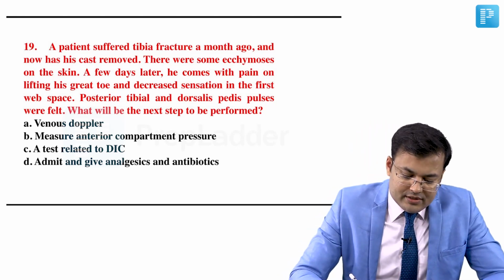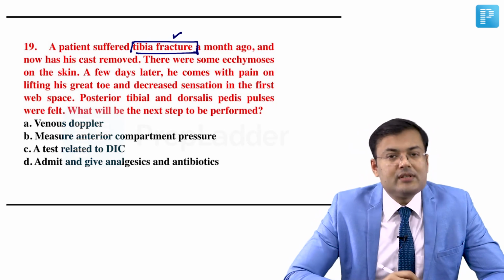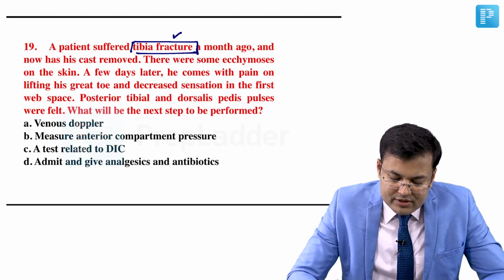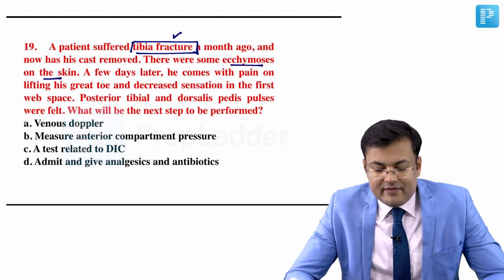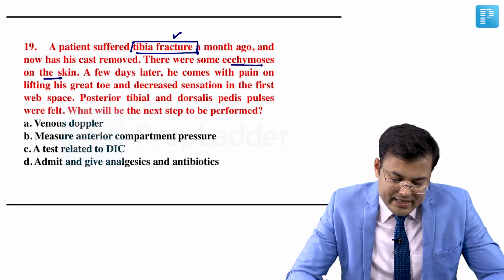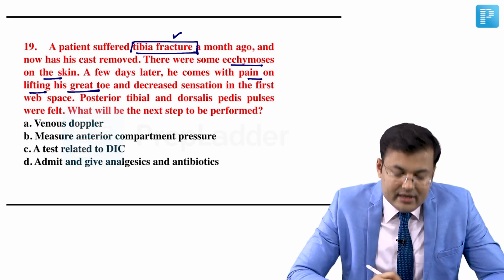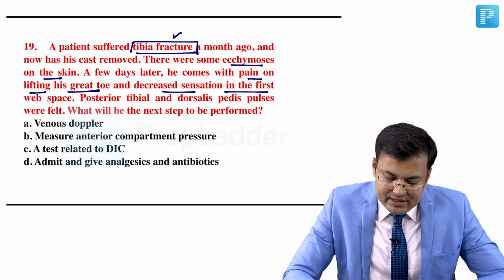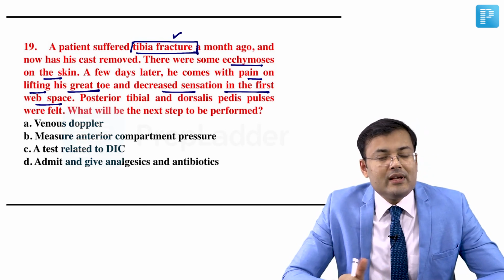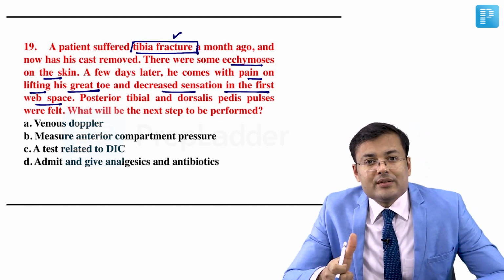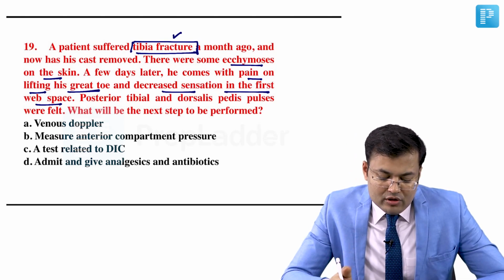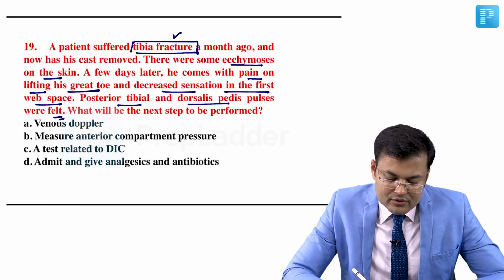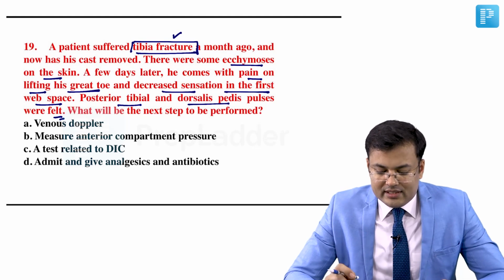A patient suffered a tibia fracture. So first there was a fracture a month ago. Now his cast was removed. There was some ecchymosis on the skin. Five days later he came with pain on lifting his great toe. So on lifting the great toe he is having pain and decreased sensation in the first web space. Clear? So pain on passive movement. Clear? Or pain on movement. The posterior tibial and dorsalis pedis pulses were felt. So pulsations were felt. What will be the next step?